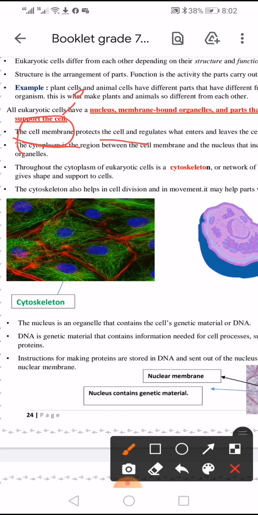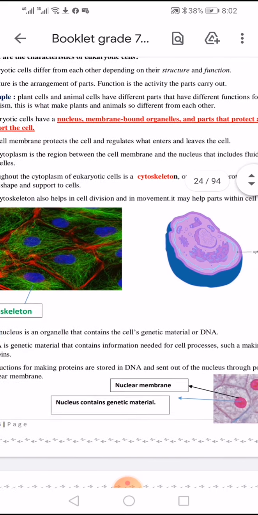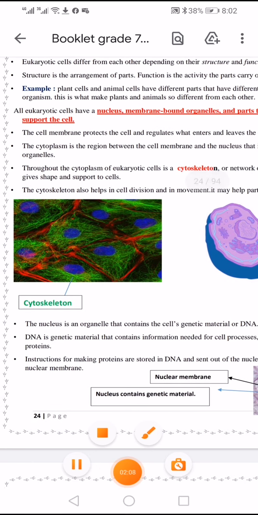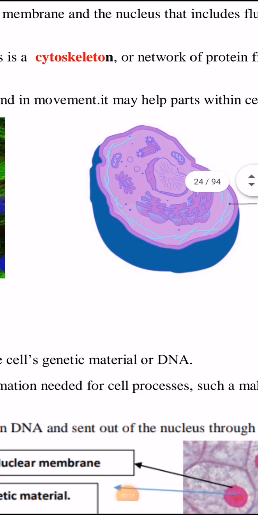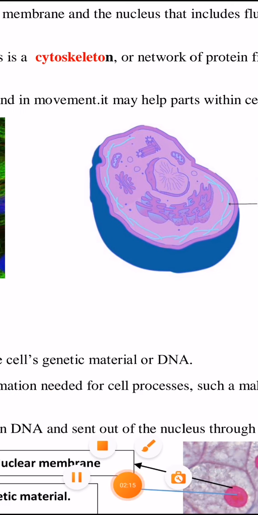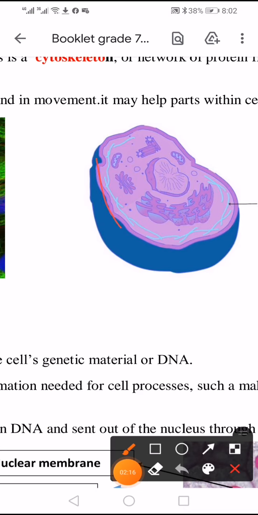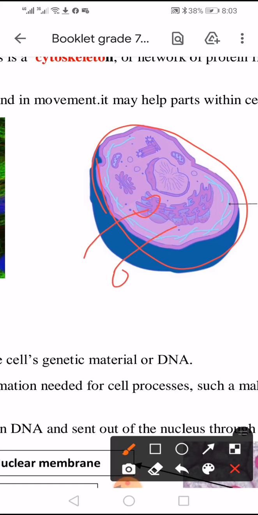So what's the function of the cell membrane? It protects the cell and regulates what enters and leaves the cell. Look, this is a cell membrane. What is the function of the cell membrane? Protect the cell and control what gets in the cell and what gets out of the cell.